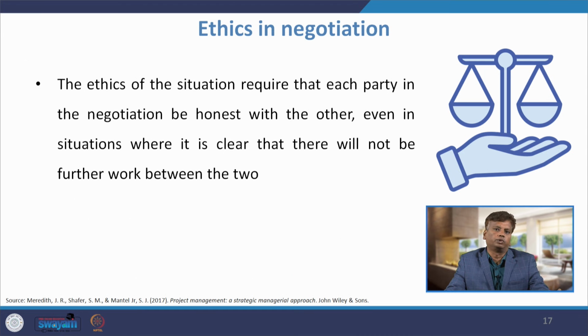The ethics of a situation require that each party in the negotiation be honest with one another, even in situations where it is clear that there will not be further work between the two. So, with the other party, you may not have further work to do, but still you have to maintain the honesty.